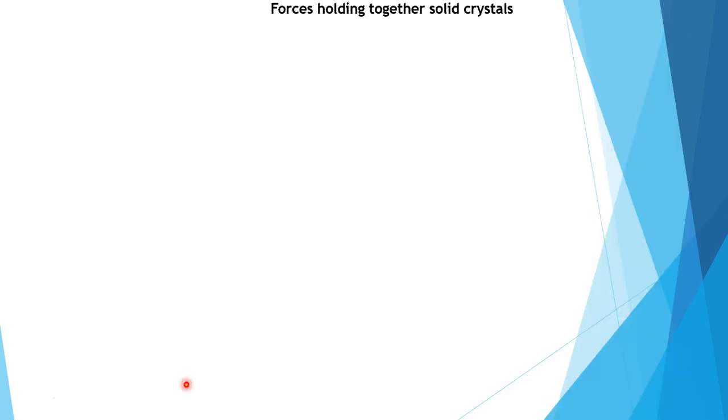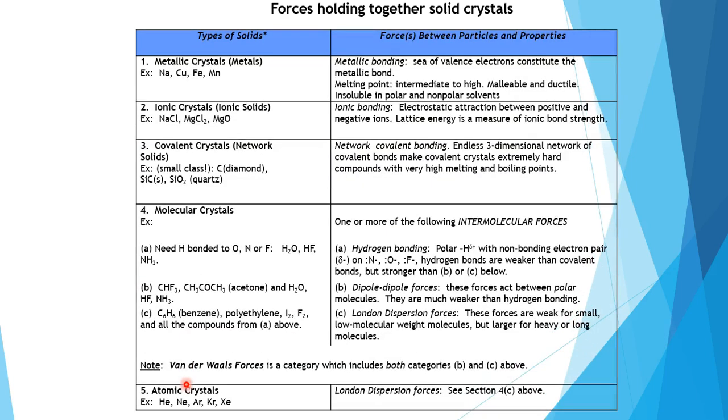So let's look in more detail at these forces holding together the solid crystals. In grade 12, the importance is for students to understand the different types of forces and be able to make predictions about the different properties of those substances based on the type of forces that hold together the particles. The types of solids that we study are metallic crystals, ionic crystals, covalent crystals, molecular crystals, and atomic crystals.